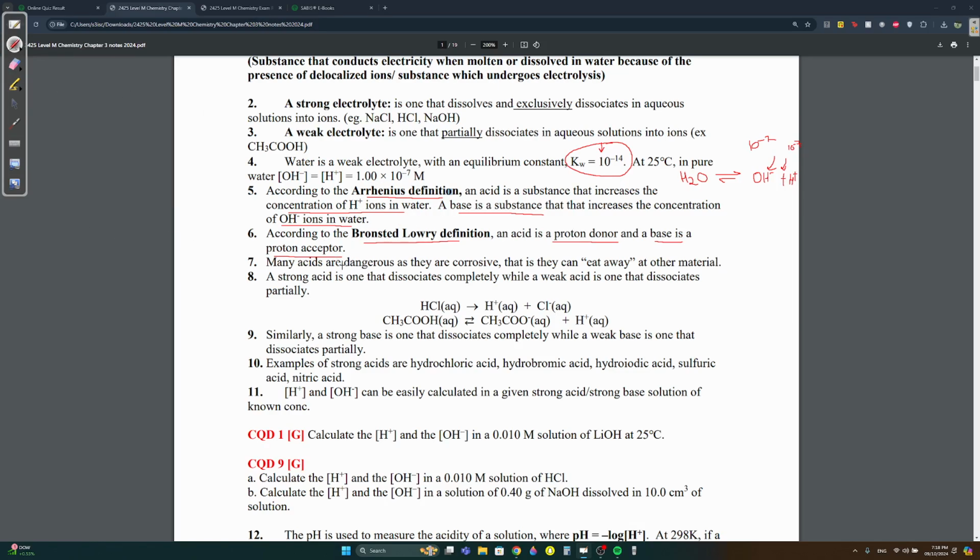Many acids are dangerous as they are corrosive. They can eat away other material. A strong acid is one that dissociates completely, while a weak acid is one that dissociates partially, which is very straightforward.